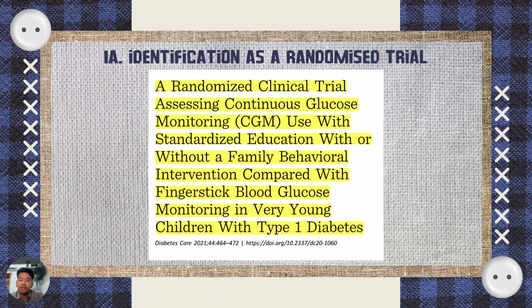And we will begin with the first section, title and abstract. The title is: a clinical trial assessing continuous glucose monitoring (CGM) with standardized education with or without a family behavioral intervention compared with fingerstick blood glucose monitoring in very young children with type 1 diabetes.